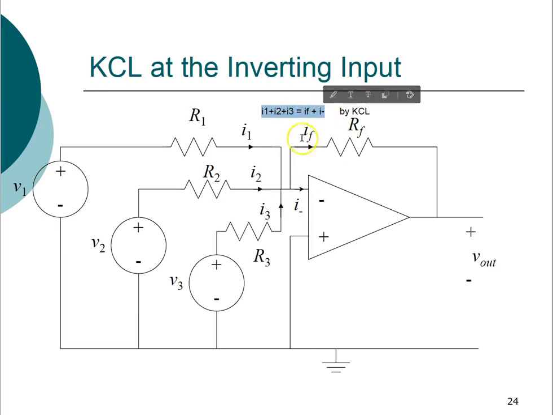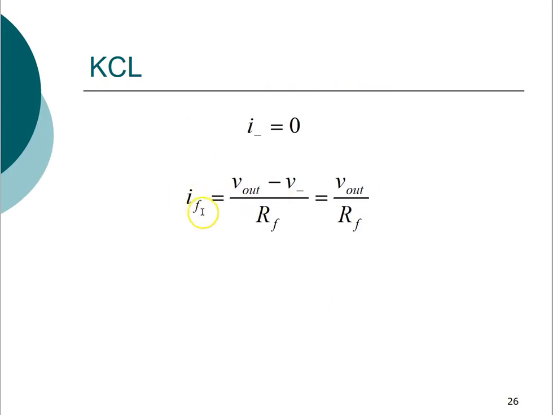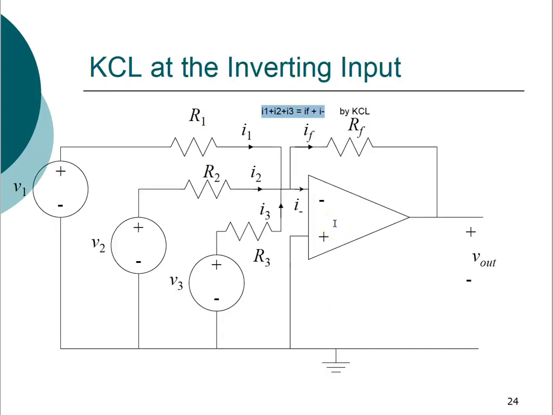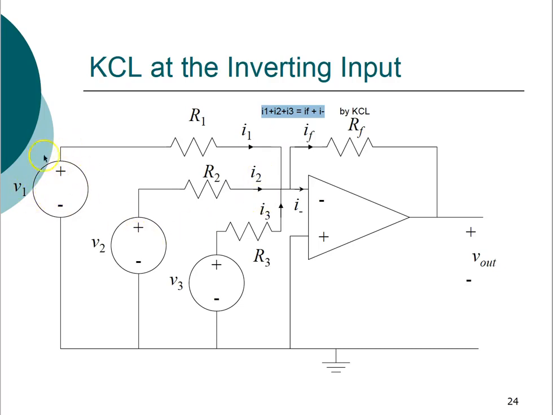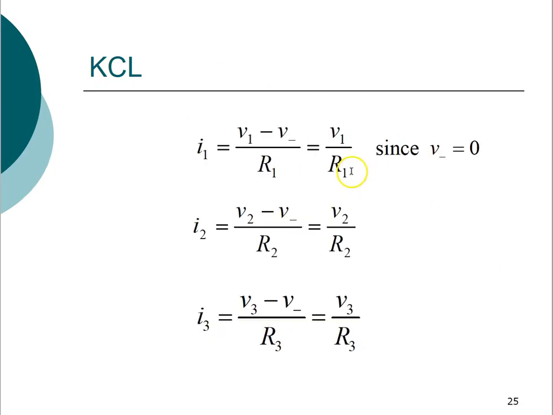So I dash is 0, and IF is basically the difference in voltage from this to this upon RF. Which means you can say V negative minus V naught upon RF, right? Okay, so here they have taken the opposite way: V naught minus V negative upon RF. The reason is that they have taken the currents this way: V1 minus V dash upon R1, V2 minus V dash upon R2, and V3 minus V dash upon R3. And for here they are taking V out minus V dash upon RF.